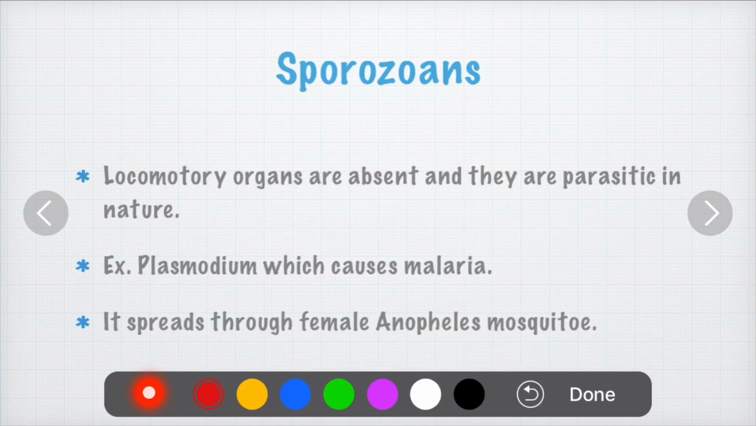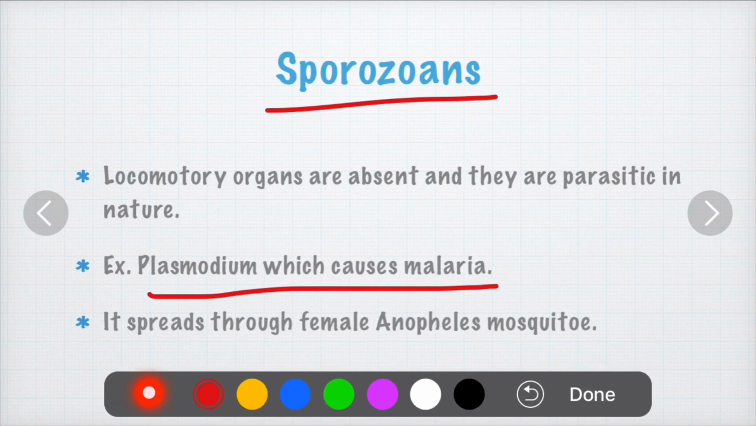The fourth class under the division 3 is Sporozoans. Of course, the locomotory organ is absent here. If the locomotory organ is absent in any organisms, that is called the Sporozoans. So which are parasitic in nature. For example, plasmodium, which causes malaria, which is spread through the female Anopheles mosquito.